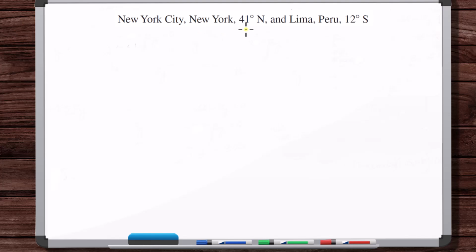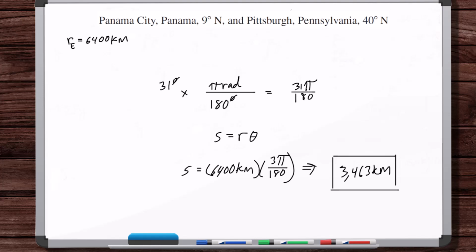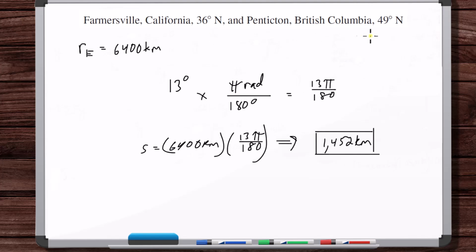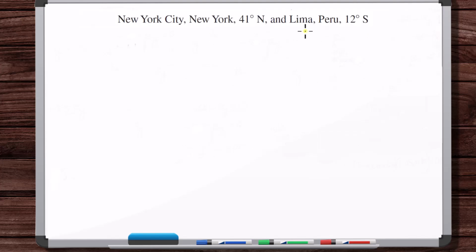Okay, New York City, located on the 41 degrees north latitude circle, and Lima, Peru, located at 12 degrees south. So here, you just have to be careful because this says south. The previous problems, we had 2 north positions. So all this means is, you could think of this as a negative 12. So the latitude degree separation here is really 41 plus 12. So they're separated by 53 degrees.